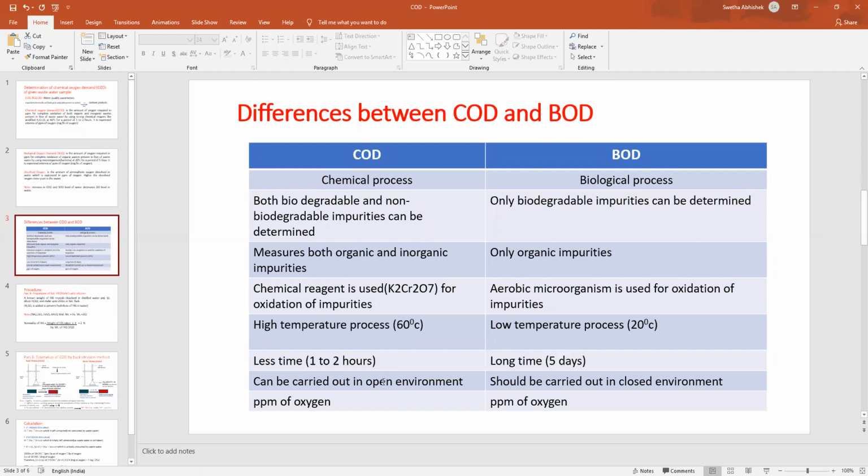One more important difference is that COD can be carried out in an open environment, in any environment, but BOD requires a specific environment. BOD should not be carried out in an open environment. It should be carried out in a closed environment because we use microorganisms. Pathogenic bacteria may be used in the process, which may contaminate the environment and may cause health effects in the performer. Therefore, it should be carried out in a closed environment. So these are some of the differences between COD and BOD. You can go through it later.